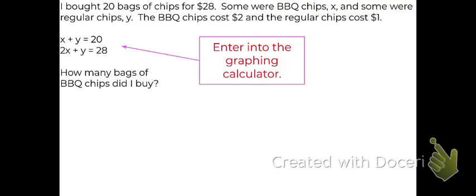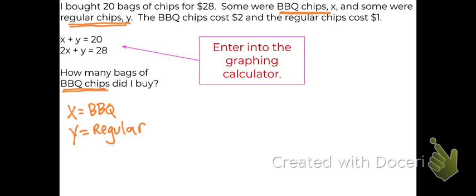Here, they're giving you 2 equations with an x and a y, and it's a word problem. So you're going to enter this into your calculator, but you first want to ask yourself, what does the x represent? What does the y represent? So look to the problem, to the explanation, and you'll see that the x represents barbecue chips, and the y represents regular chips. So I would write down x is the barbecue and y is the regular. Now, what are they asking me for? They're asking me how many bags of barbecue chips. So they want to know just what the x is for that point where they intersect.